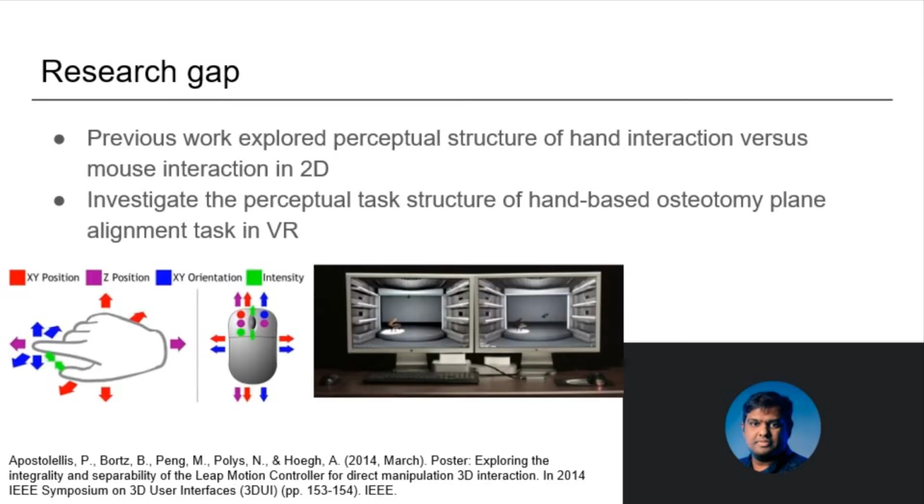Therefore, the perceptual structure of the interaction should match the perceptual structure of the task to achieve higher accuracy in less time. Previous works have investigated the perceptual structure of hand-based direct manipulation to evaluate against mouse input as a separable technique on a 2D display instead of VR.